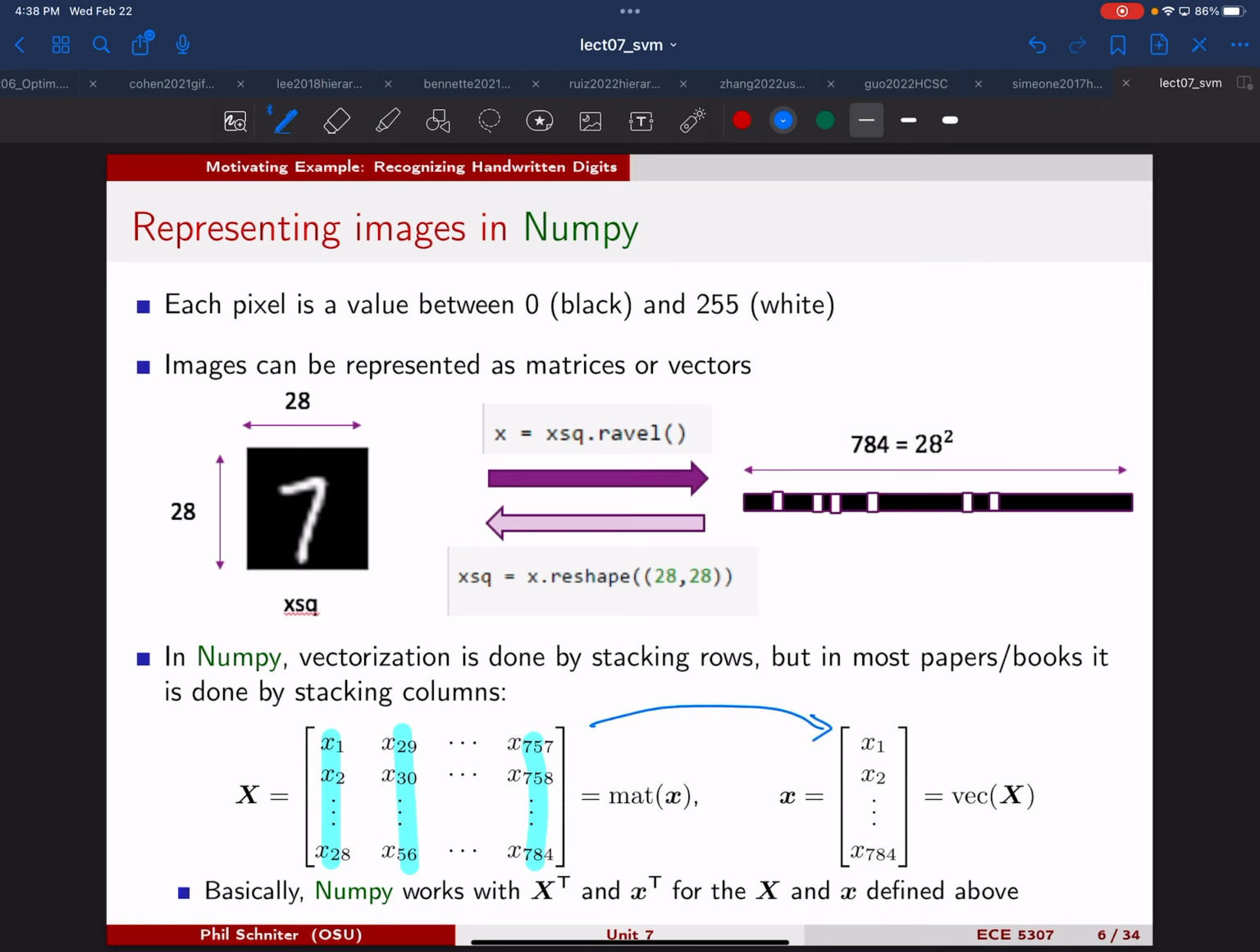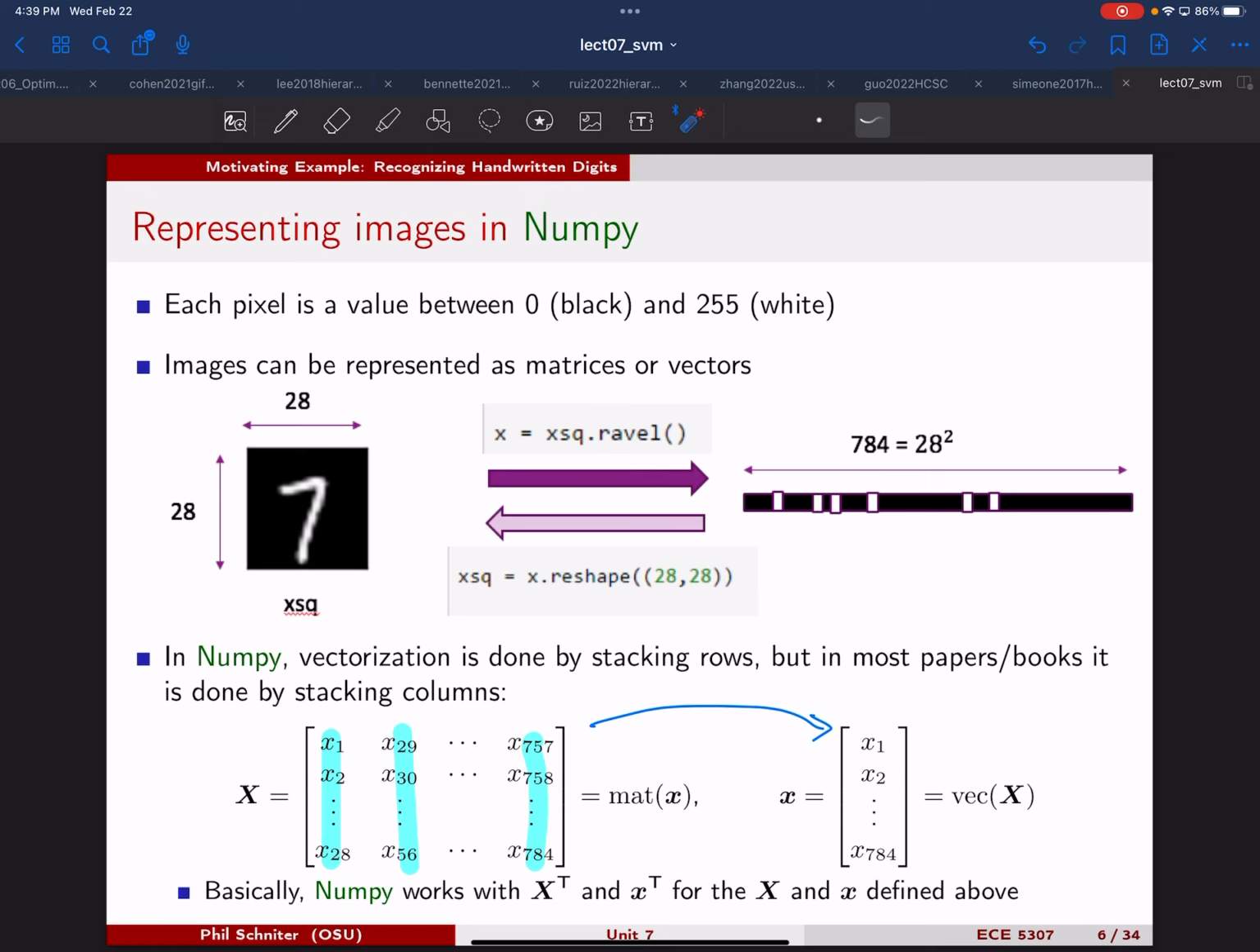Okay, and that's the way that I will be writing all the homeworks and exams and everything. Whenever you see vectorization, that means do it column-wise, just to be consistent with how the rest of the literature is done. But when you try this in NumPy, it actually works on rows. So if you vectorize this matrix, it would make a vector where that would be the first few elements, and then that would be the next few elements, and so on. So you just have to be aware of this.